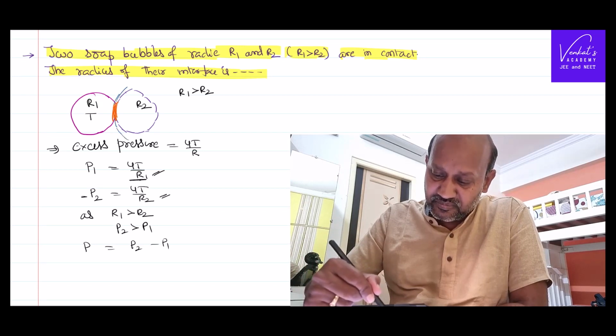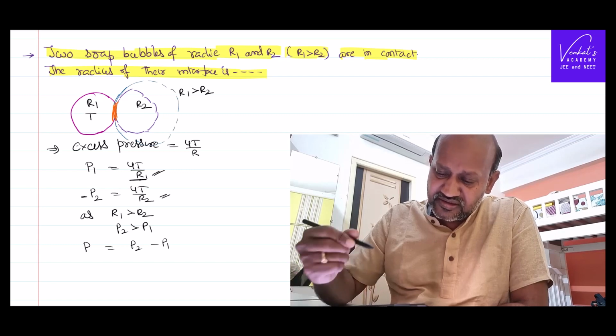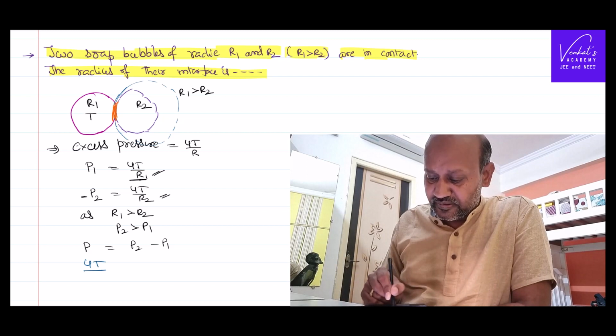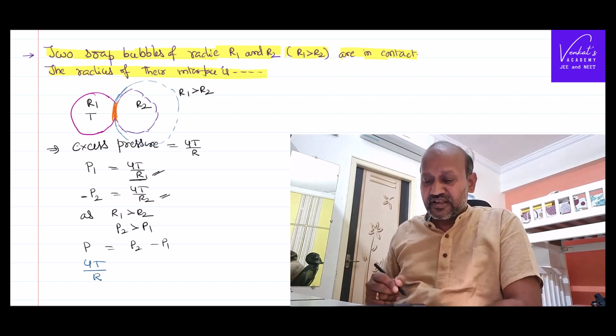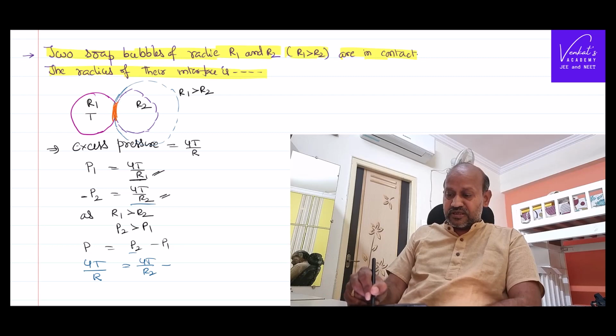This combined drop has some radius. It also has some excess pressure. The excess pressure of that will be 4T by R, where R is the radius of that interface, is equal to P2, and we have already derived the formula, 4T by R2, minus P1, and we have already explained the formula, 4T by R1.